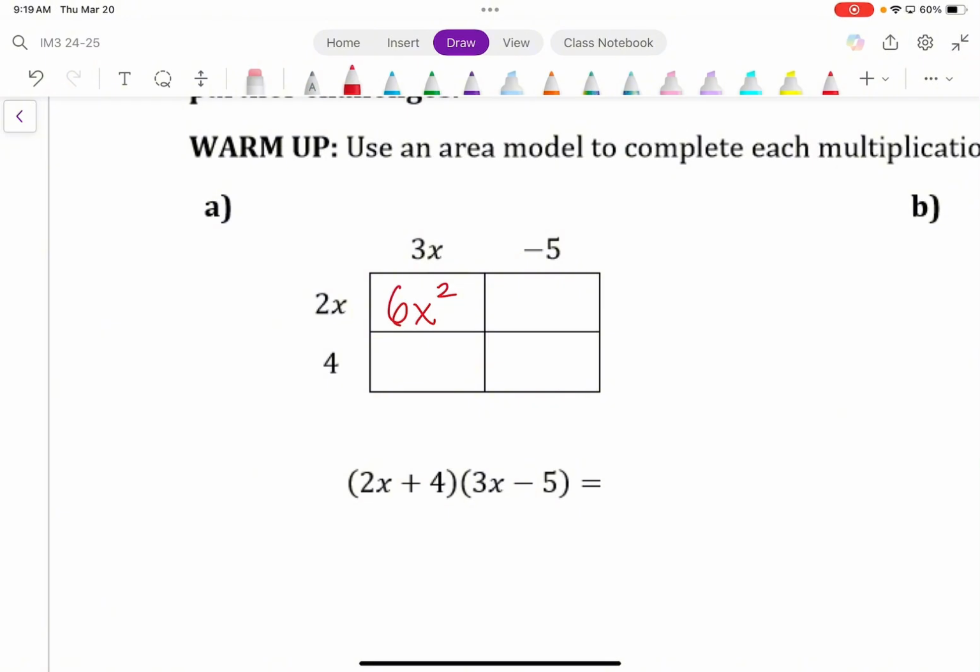All right, so we all know how this works, right? We multiply the numbers on the outside to get the number on the inside. Yes? We okay with that? Okay. All right, what is the product of -5 and 2x? -10x. What is the product of 4 and 3x? 12x. What is the product of -5 and 4? -20.